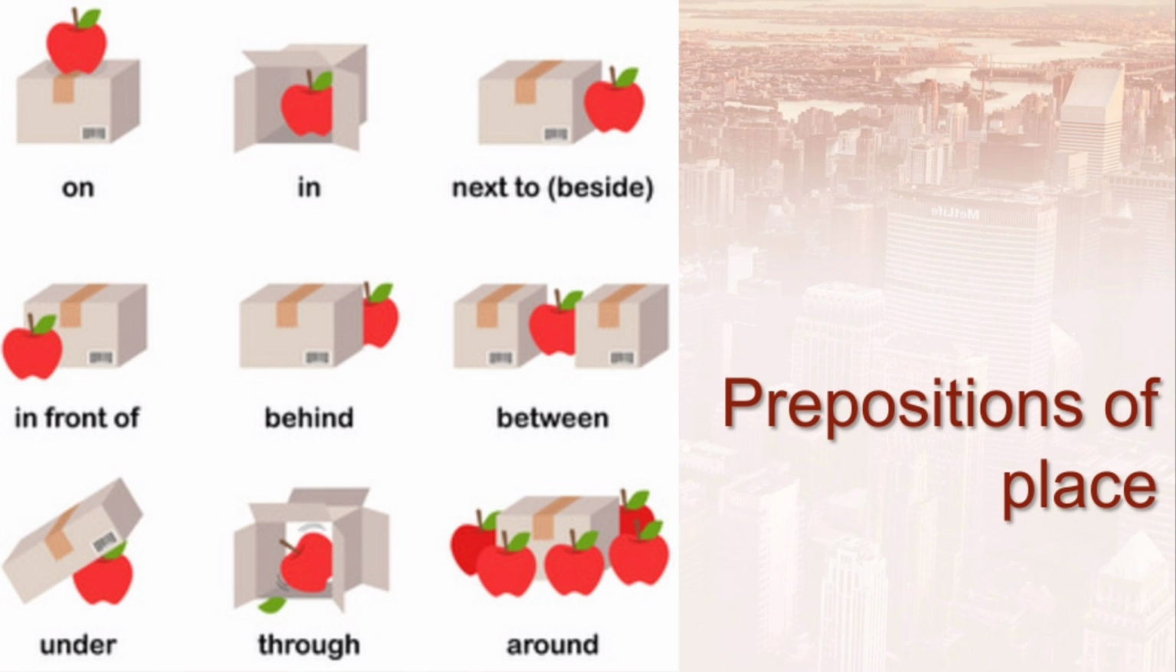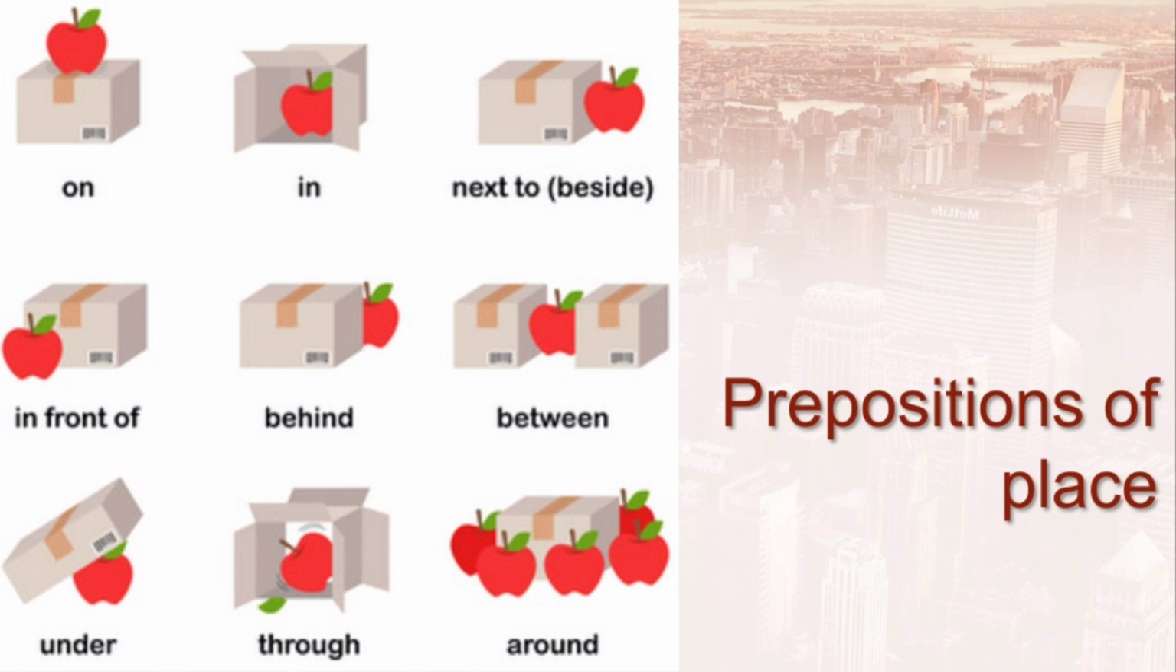In the fourth example, the apple is placed in front of the box. So in front of means something which is lying in front of another object. In the fifth example, the apple is placed behind the box. In the next one, we have two boxes and the apple is placed between the boxes. So between means when something is lying or somebody is sitting between two objects or people.